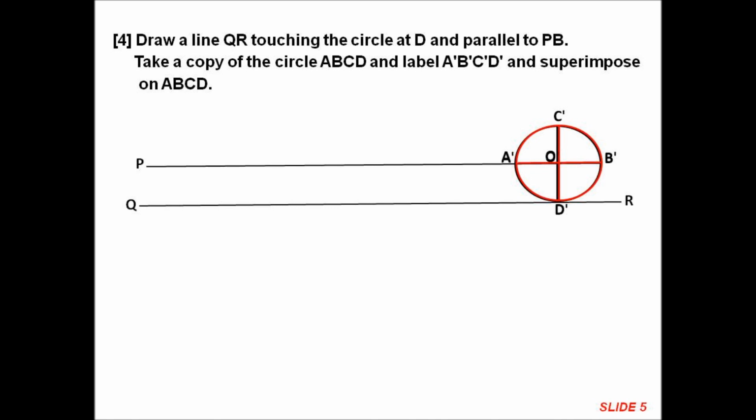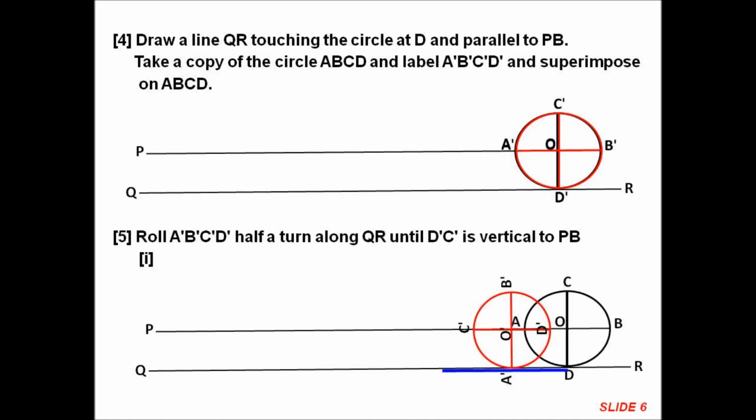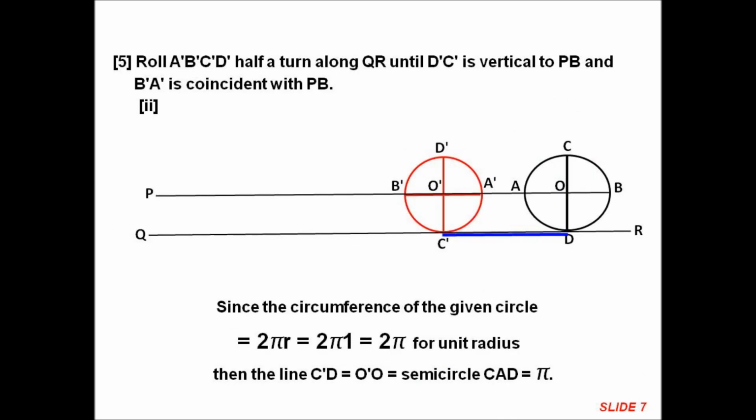Take a copy of the circle ABCD, label it A'B'C'D', and superimpose it on ABCD. 5. Roll A'B'C'D' half a turn along QR until D'C' is vertical to PB and B'A' is coincident with PB. Since the circumference of the given circle equals 2 pi r equals 2 pi times 1 equals 2 pi for unit radius, then the line C'D' equals O'O, which is equal to semicircle CAD, equals pi.